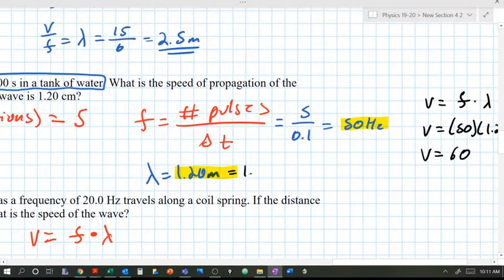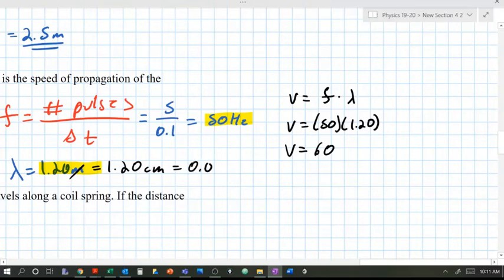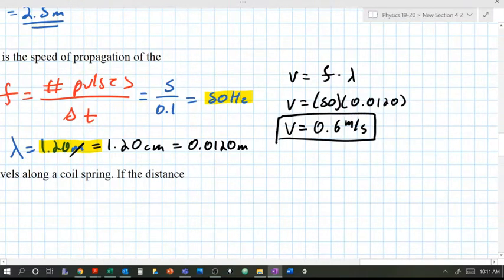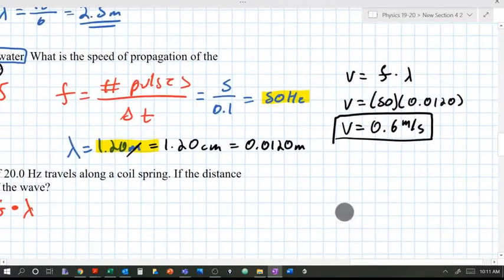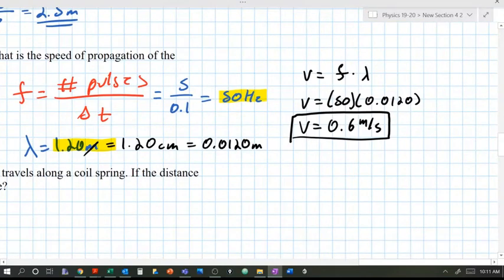this should have been 1.20 centimeters. It was given to us in centimeters, so I need to convert that to 0.0120 meters, and it actually gives us 0.6 meters per second. There we go. Got to be careful with those unit conversions. I almost missed that. The unit for that wavelength is centimeters, so I had to convert that to meters before I calculated my velocity, and it should come out to 0.6 meters per second.